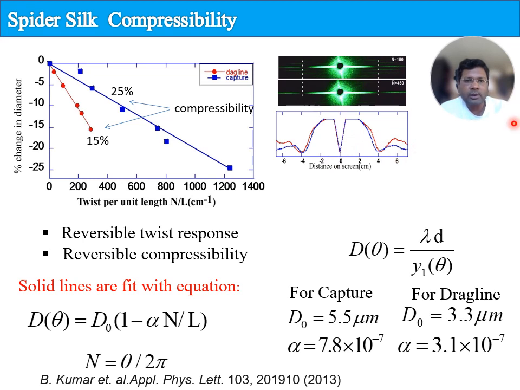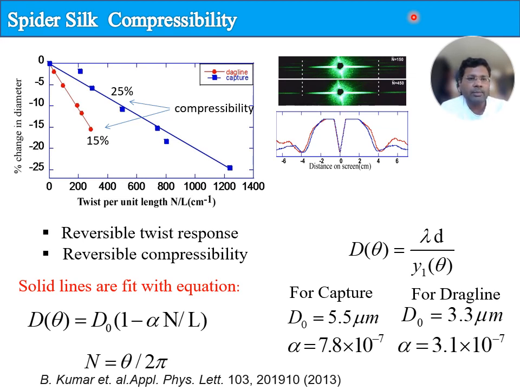These measurements demonstrate that the width of the first order maxima broadens when more and more twists are added in the silk, and that corresponds to an effective reduction, or compression, in the diameter. And we know that the diameter of the silk is inversely proportional to the width of the first order maxima. So using image analysis to locate the first order minima, we obtained the transverse compression with a precision of about 100 nanometers with our setup, and both dragline and capture silk show a linear reduction in the diameter as the number of twists per unit length is added.